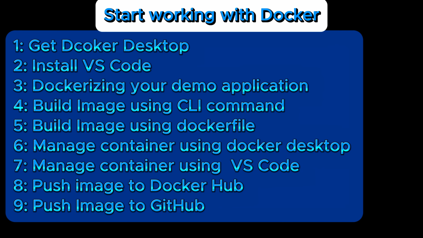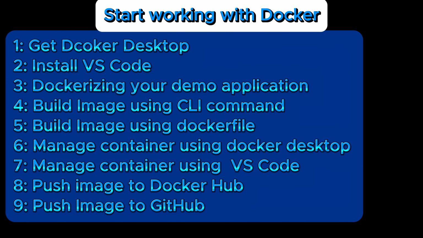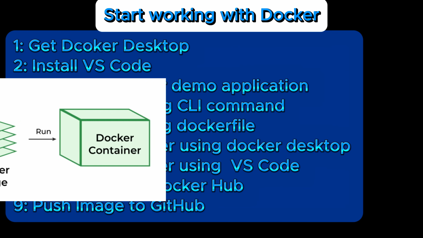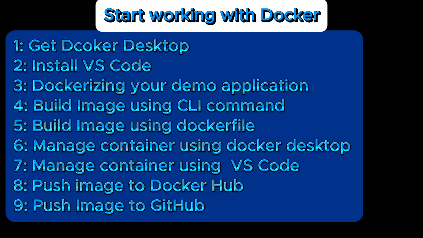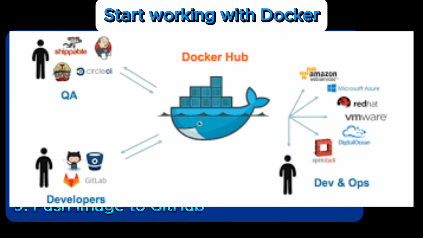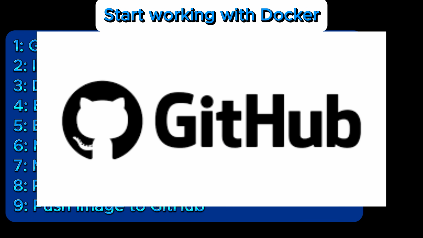Proper working with Docker, where we will be using Docker Desktop and VS Code, and we will be using CLI commands. We will be using Dockerfiles to build image and start that image as a container. We will be using Docker Hub and GitHub, where we will be pushing our image on Docker registry and GitHub. So let's start.